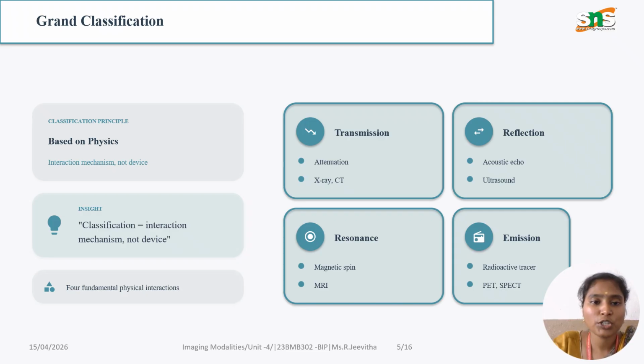Now we classify imaging modalities. Important point: classification is based on the interaction mechanism, not the device. So transmission, that is attenuation, we use X-ray and CT. For reflection, ultrasound is used, magnetic resonance is MRI, and emission is PET. So don't confuse it. It's not about the machines. It's about the physics behind them.